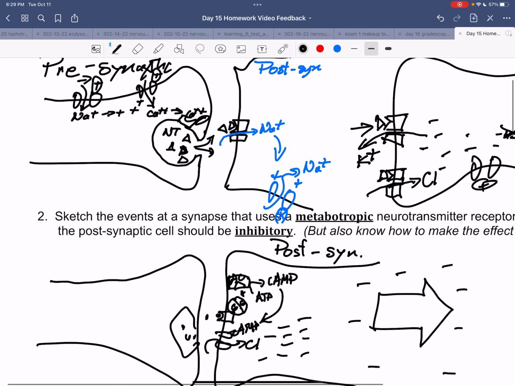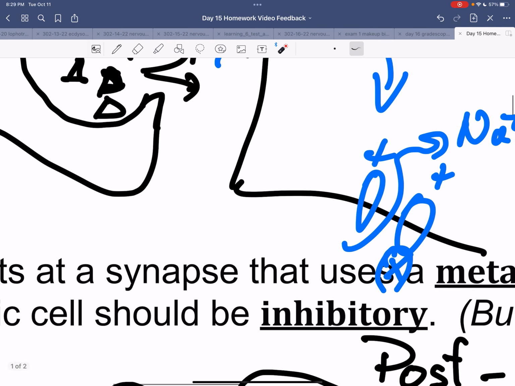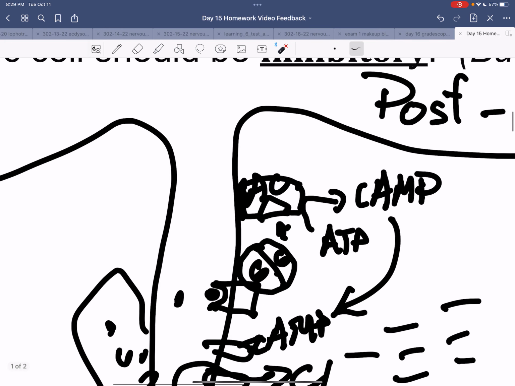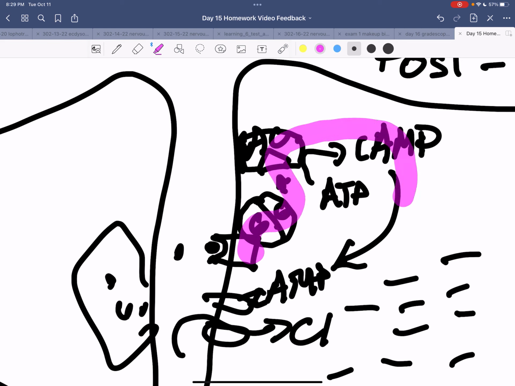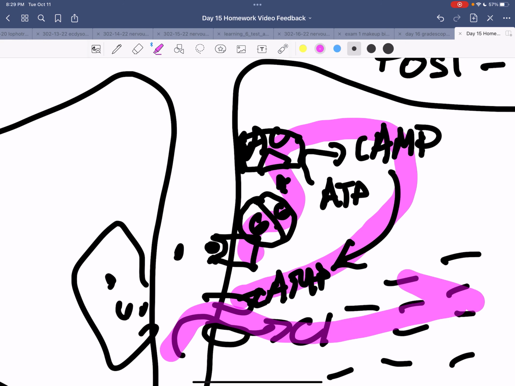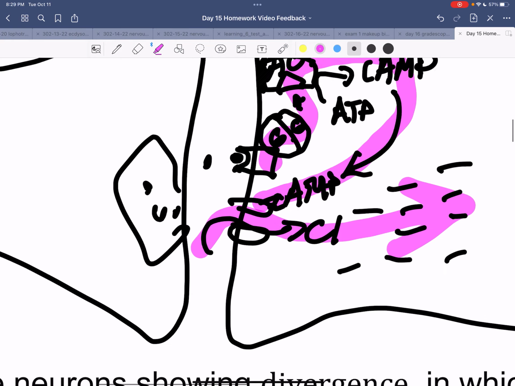So ionotropic, the receptor is an ion channel. Metabotropic, the receptor is not an ion channel. G-protein coupled receptors are one common version, and the pathway goes through a second messenger, such as cyclic AMP, to open a channel, and finally we bring in, in this case, negative charge. We could have made it a potassium channel, in which case potassium would have left.